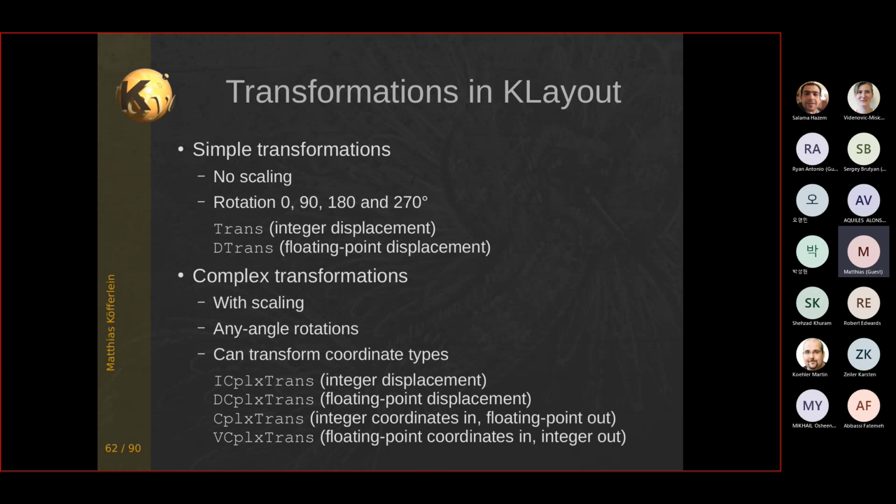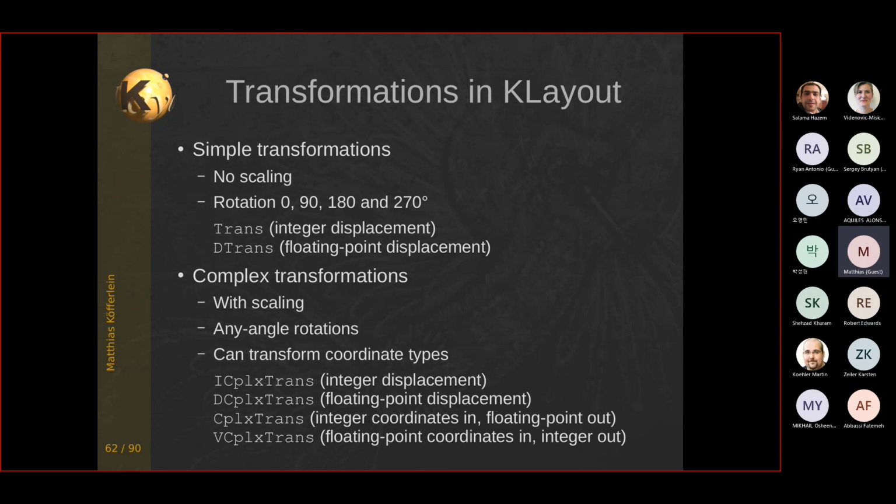And the most important ones are the ones above. So again, I have one acting on integer coordinate objects, and I have one acting on floating point objects. One is the trans, and one is the dtrans class. These are simple transformations, just offering rotations in multiples of 90 degrees. They don't offer scaling, so no multiplication by a certain factor. They offer mirroring.